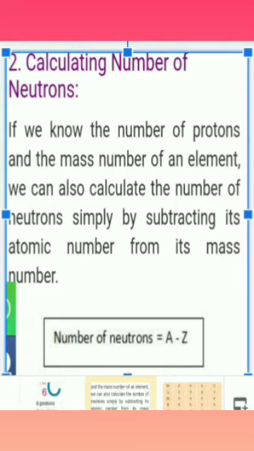The formula: number of neutrons equals A minus Z. A means mass number, Z means atomic number. So from this we get the number of neutrons. If you want to know the number of neutrons, you must know the mass number and atomic number.